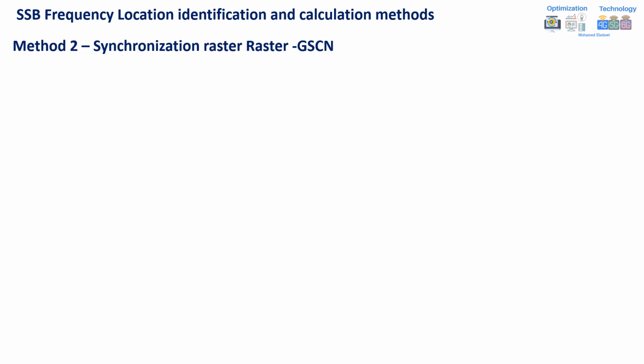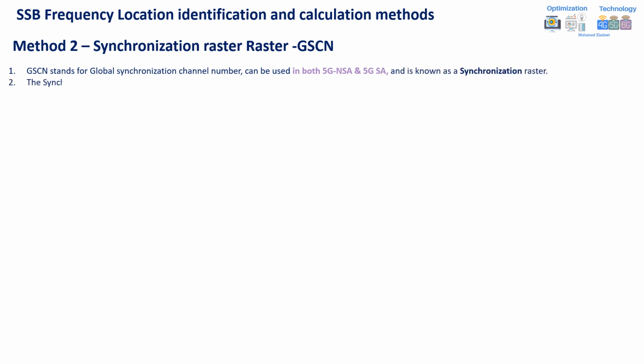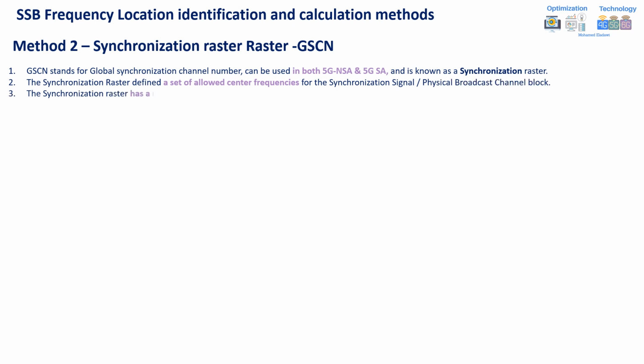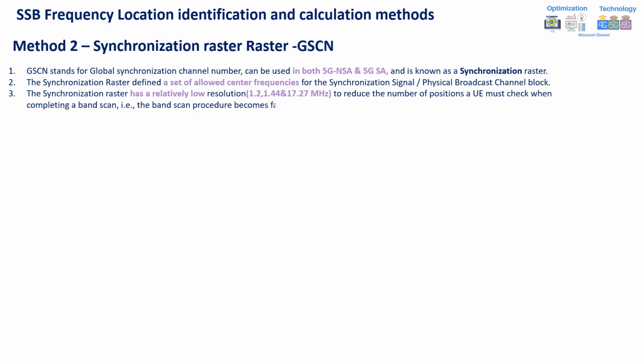Now, let us discuss method 2, which is commonly used in 5G NSA networks and is a must for 5G SA networks. GSCN stands for Global Synchronization Channel Number, can be used in both 5G NSA and 5G SA, and is known as a synchronization raster. The synchronization raster defines a set of allowed center frequencies for the synchronization signal/physical broadcast channel block. The synchronization raster has a relatively low resolution, 1.2, 1.44 and 17.27 MHz, to reduce the number of positions a UE must check when completing a band scan. As a result, the band scan procedure becomes faster and more efficient.